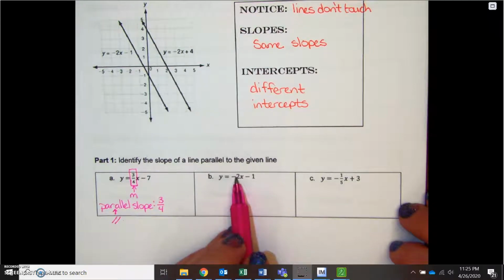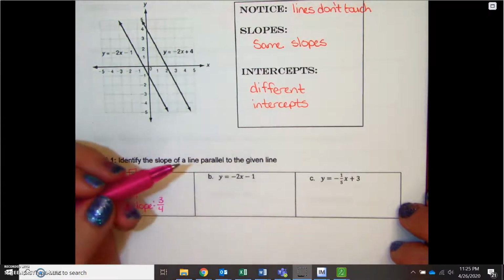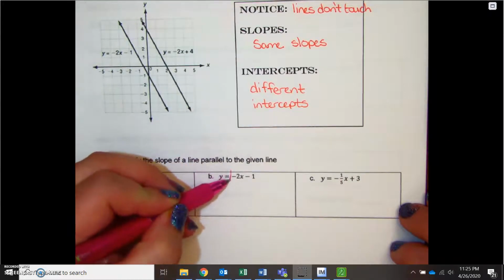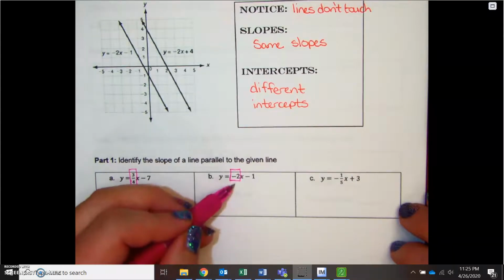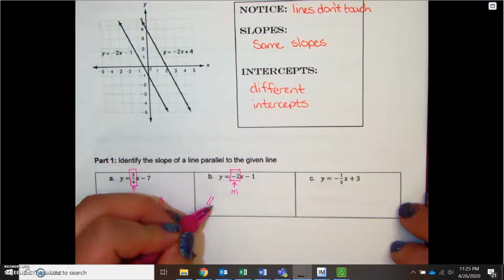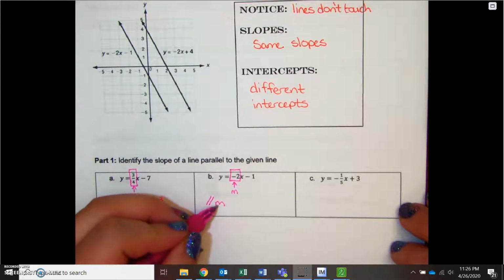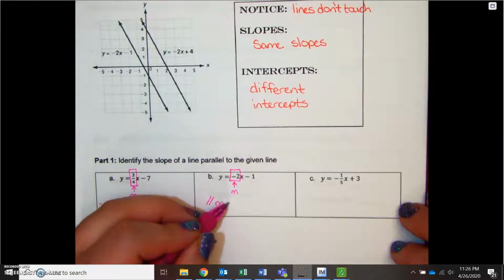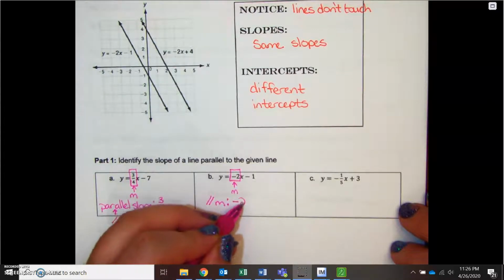Let's take a look at the next one. So it's in slope-intercept form. So I need to identify the slope. That's the number in front of the x. That's my slope of this line. So to find the parallel slope, remember the two slanted lines, that means parallel. And m is the variable we use for slope. Parallel slope, it should be the same exact number.